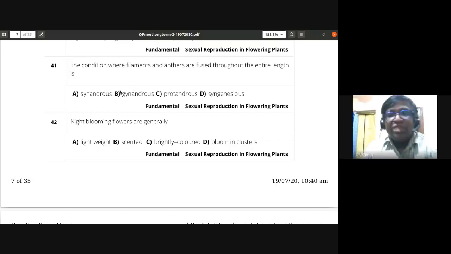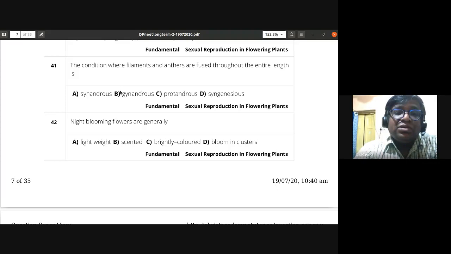If the filaments and anthers are fused throughout the entire length, what do we call that condition? It is called synandrous. The entire androecium is fused, so we call it synandrous. Syngenesious means only the anther lobes are fused. Okay, so synandrous is the answer. 41st, A is the answer.